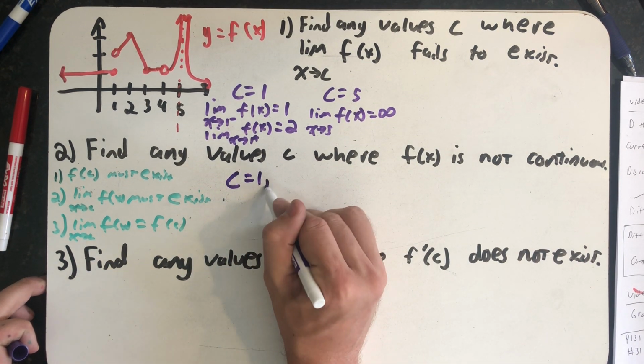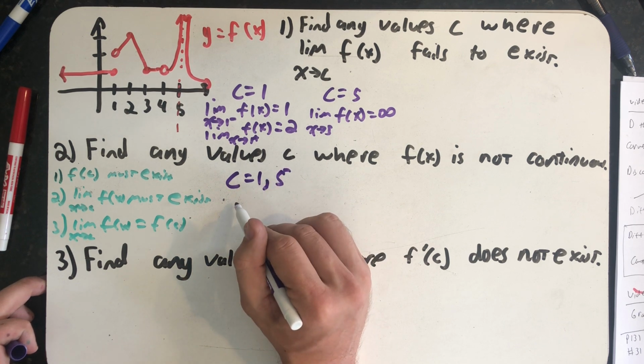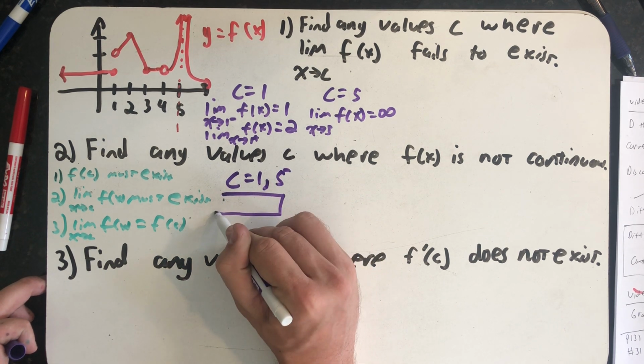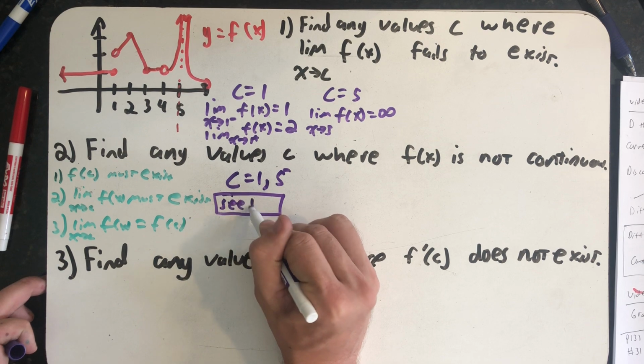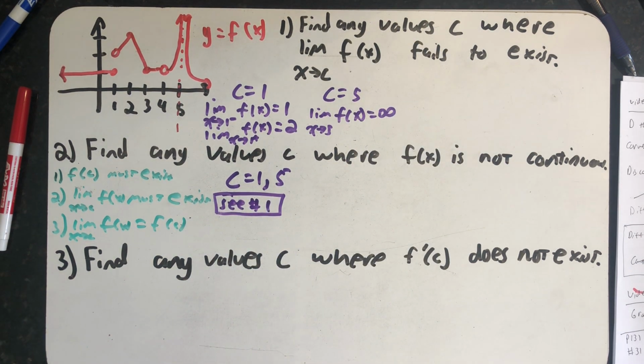So c equals 1 and 5 are out because the limit fails to exist. And I'm just going to say c number 1. Because in number 1, I say the limit doesn't exist for those. They break the second part of the continuity test. All right, so I got 1 and 5.